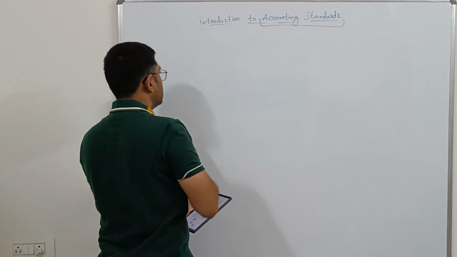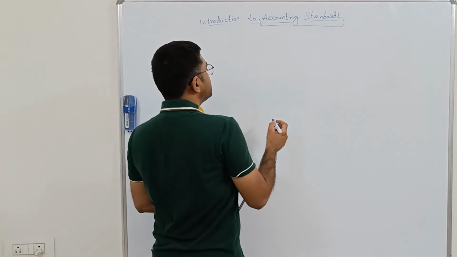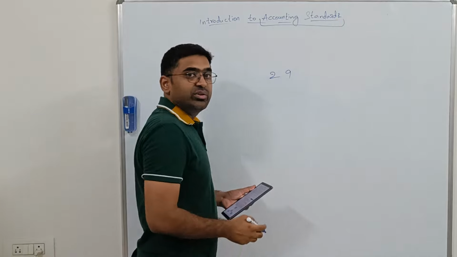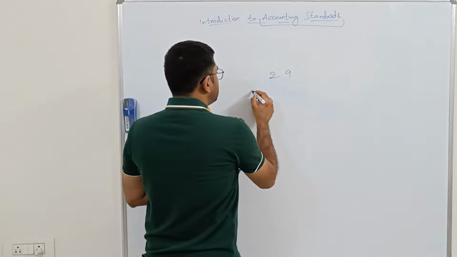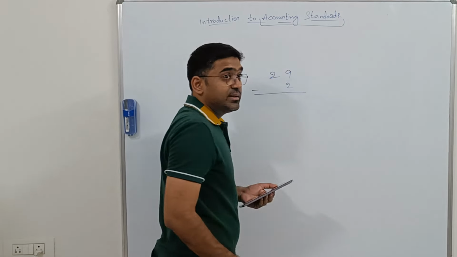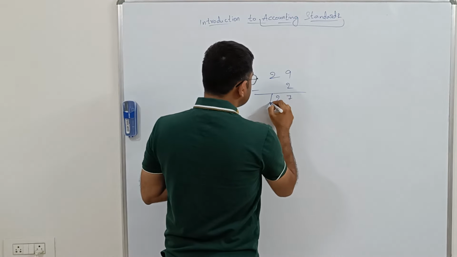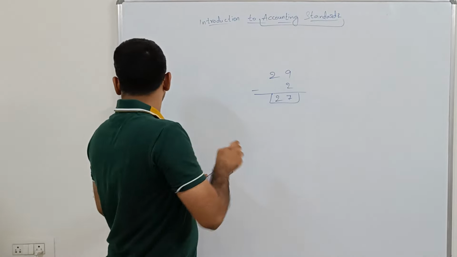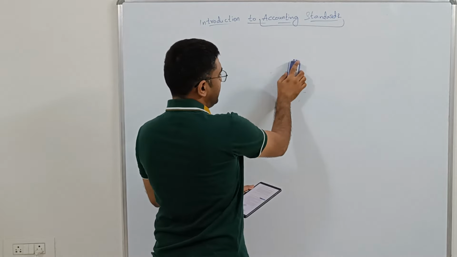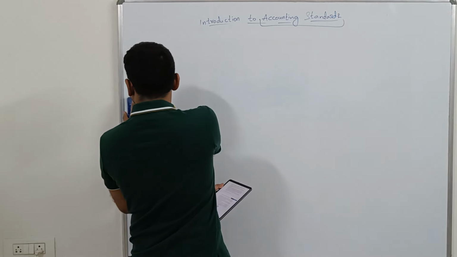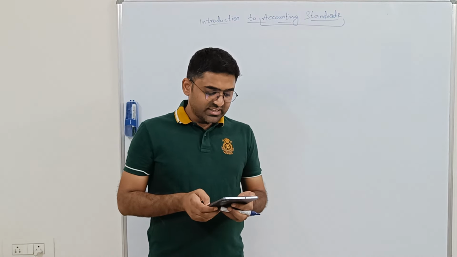So in India, till now, ICAI has issued 29 accounting standards, from 1 to 29, of which two standards were removed by the ICAI. So as of now, you are going to study 27 accounting standards. The excluded standards are AS6 and AS8. Okay, good. So let's see what is accounting standard 1 now.